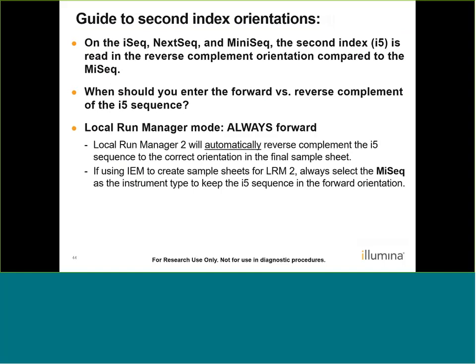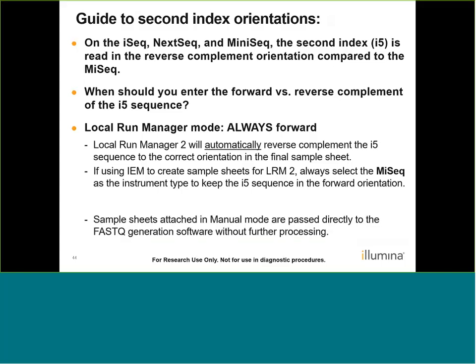If you're running in Local Run Manager mode, you want to always use the forward direction for your I5 index. LRM2 will automatically reverse complement the I5 sequence to the correct orientation when generating its final sample sheet. Now, if you're using IEM to create your sample sheet for Local Run Manager, this means you always select the MiSeq as the instrument type to make sure those sequences are kept in the forward orientation.